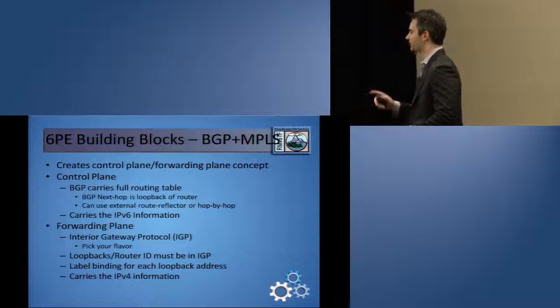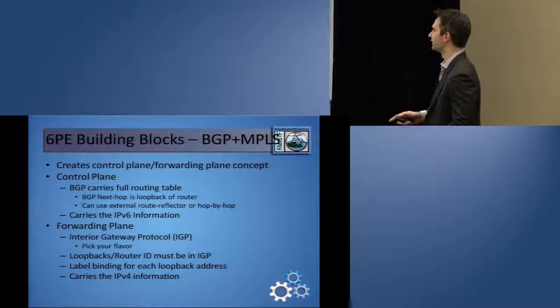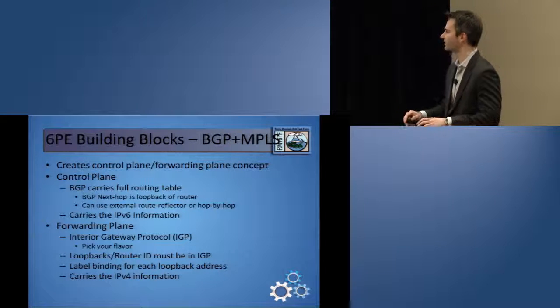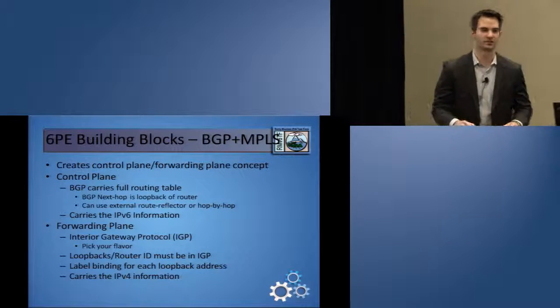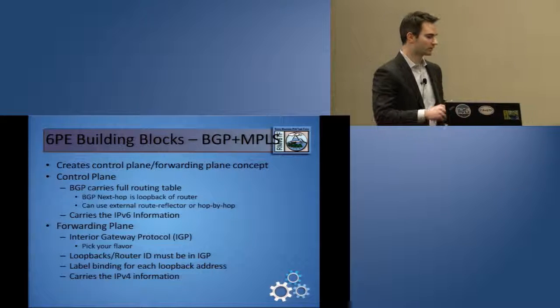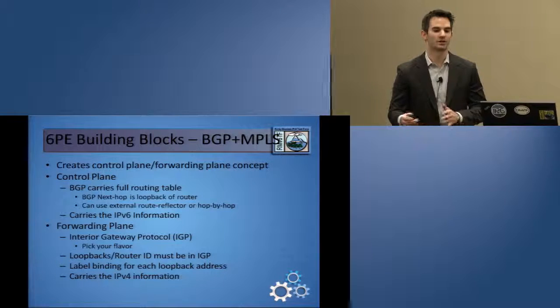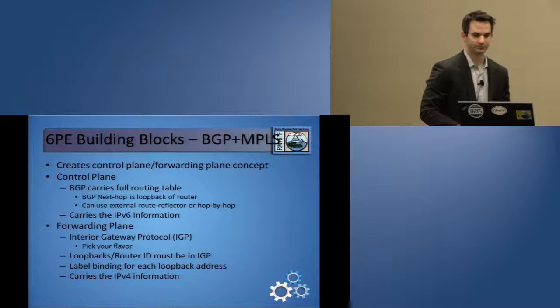And in addition to the IGP, you have a label binding for each loopback address. And this is just part of carrying the IPv4 information in 6PE. So this is, again, taking that next hop and getting the packets across the network using the BGP information.